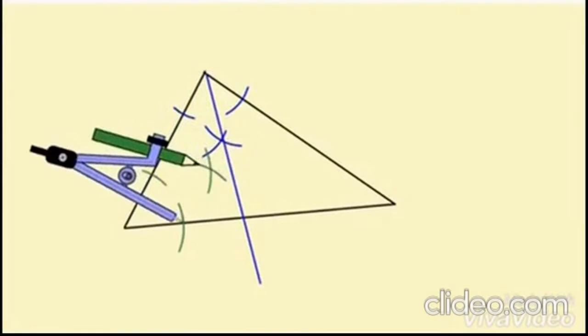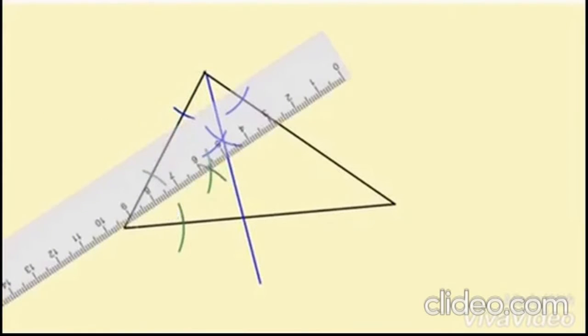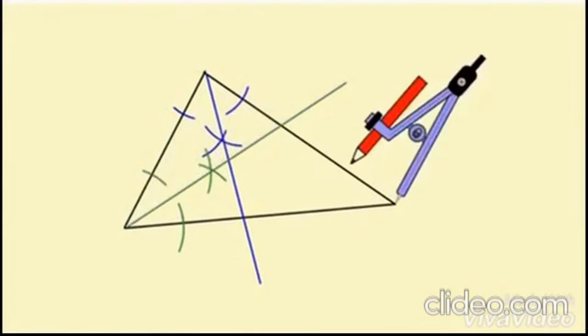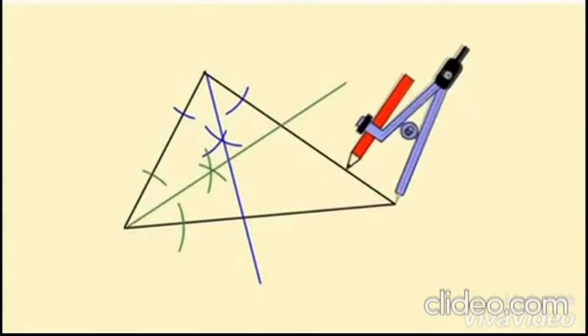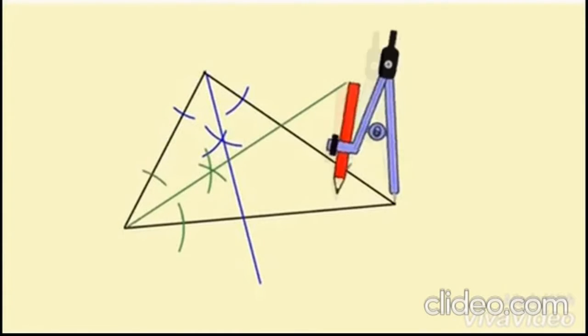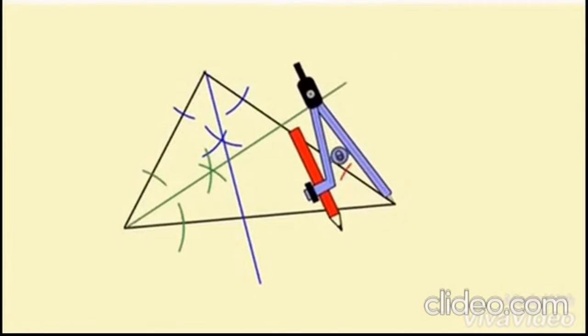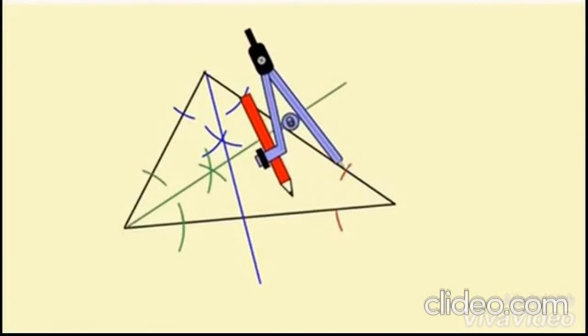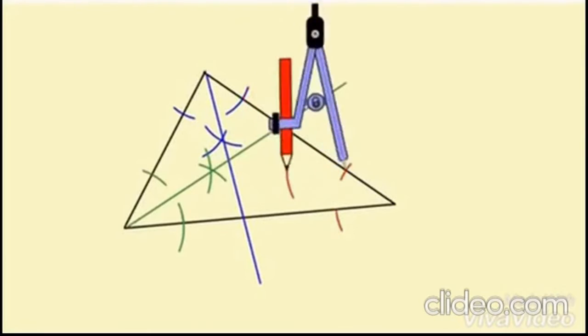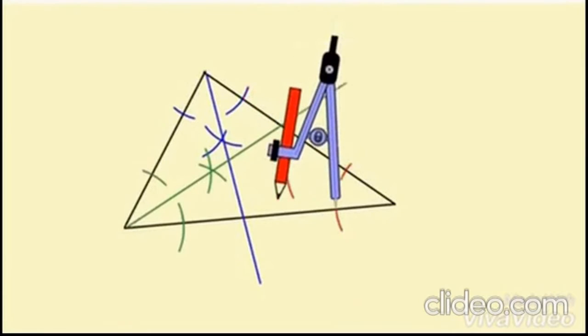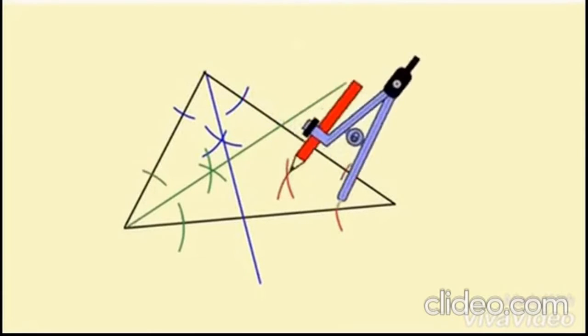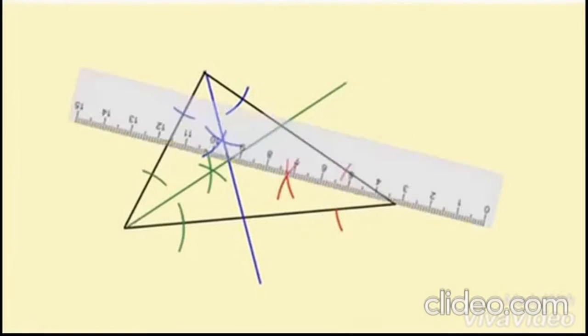Now let's bisect the other angle in the same way. I want to insert a comment here because notice that after just constructing two angle bisectors, we actually have the point of intersection. You can go ahead and construct the third angle bisector if you want to, but having the point of intersection from the two is sufficient.